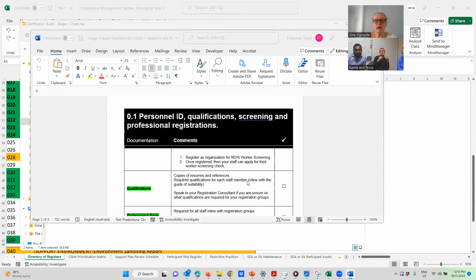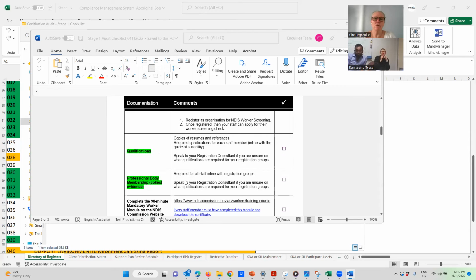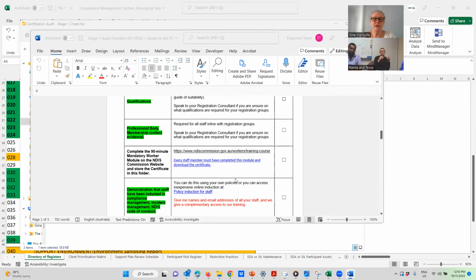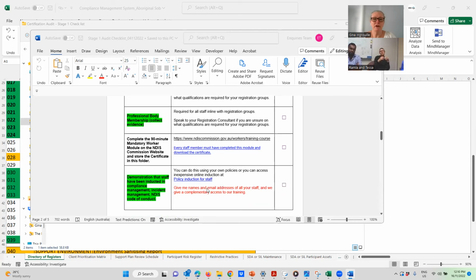Quals for, you do need to have resumes, quals, and to show reference checks for the people that you're putting forward as NDIS staff, even yourselves. So we'll be looking for certain things to be in people's folders. Any of you who require professional bodies, please provide that. You don't need to worry about this because I'm going to give this to you in that package of training that I'll provide as a complimentary gift, I suppose.